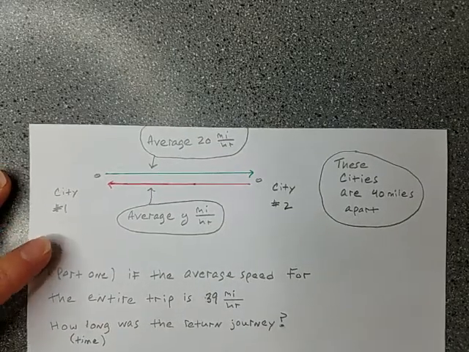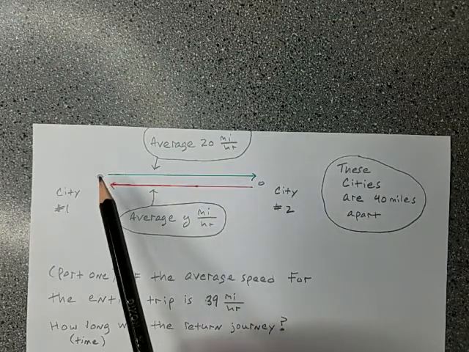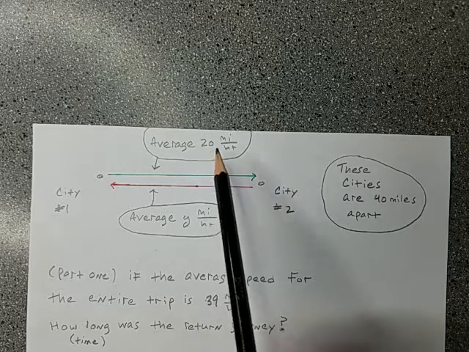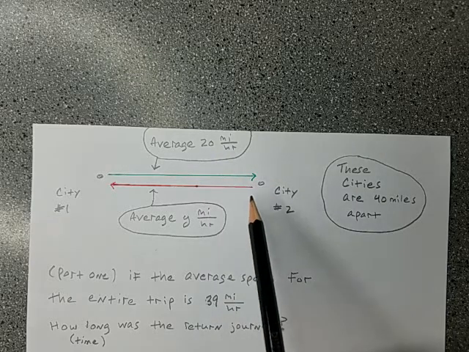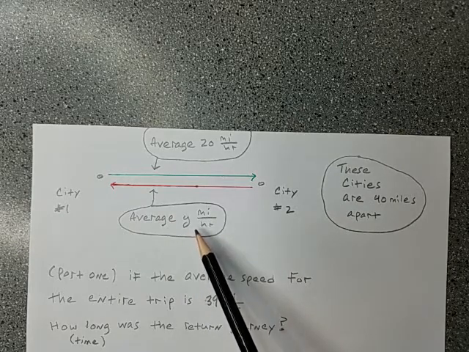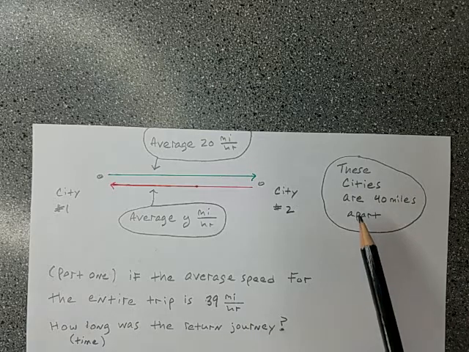So here's the scenario I want you to think about. We're traveling between two cities, and we leave and go from city 1 to city 2 at an average of 20 miles per hour, okay? And then we return at some average speed of y miles per hour, okay? And the cities happen to be 40 miles apart. All right, so there's my scenario.